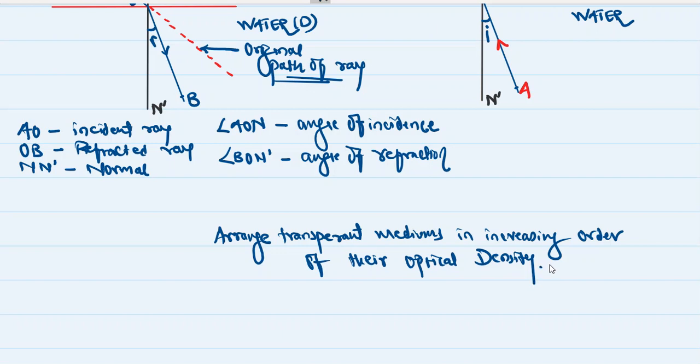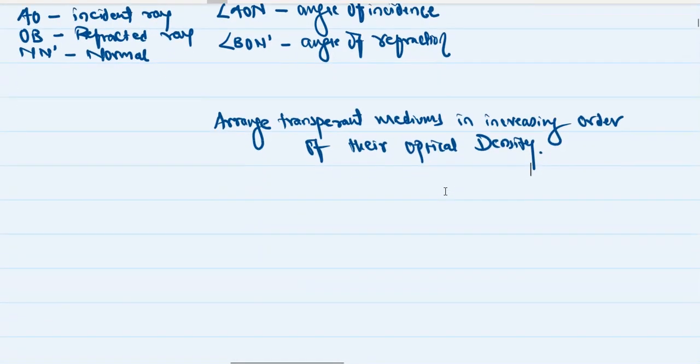These are the transparent mediums which we are going to always consider in this chapter. So I'm going to arrange these transparent mediums in increasing order of their optical density. The first transparent medium which I'm going to write is air or vacuum. Air or vacuum has the least optical density. That means the speed of light in air or vacuum is maximum, 3 into 10 raised to 8 meter per second precisely.